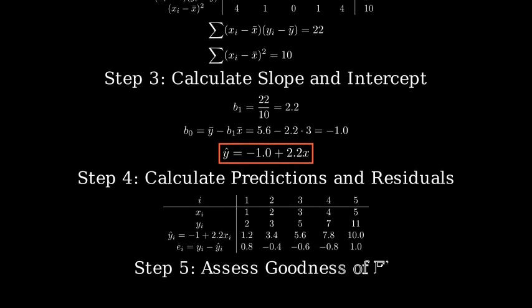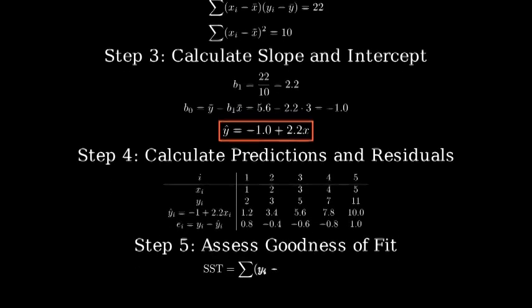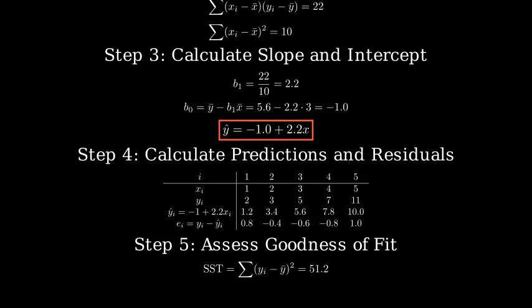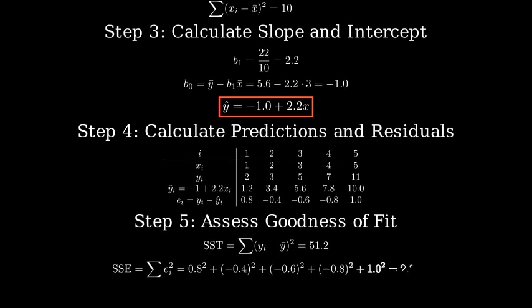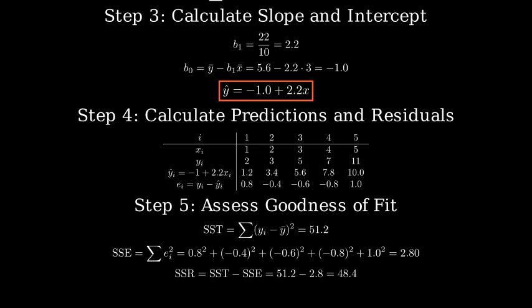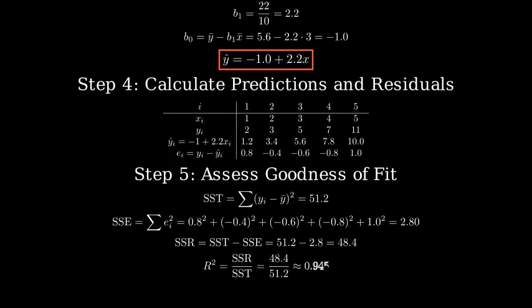Next, we assess how well our model fits the data. The total sum of squares, SST, is 51.2. The error sum of squares, SSE, is the sum of squared residuals, which equals 2.80. The regression sum of squares, SSR, equals SST minus SSE, which is 51.2 minus 2.8, giving us 48.4. Finally, R squared equals SSR divided by SST, which is 48.4 divided by 51.2, approximately 0.945, or 94.5%.